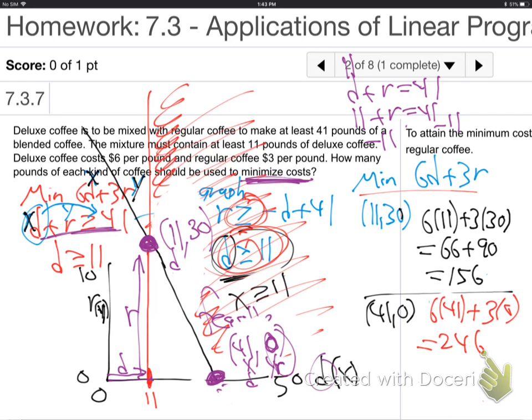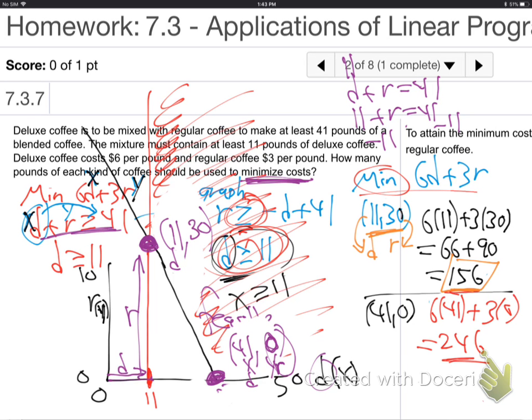So which one's lower? 246 or 156? Remember, I want minimum. So clearly the winner is 156, 11, 30. We should make D and R: 11 pounds of deluxe coffee, 30 pounds of regular coffee, and the cost will be $156. That's the lowest price to make that mix that fits everything they want. That's the best way to do it. See how practical this is? Very, very practical. Answers business questions.